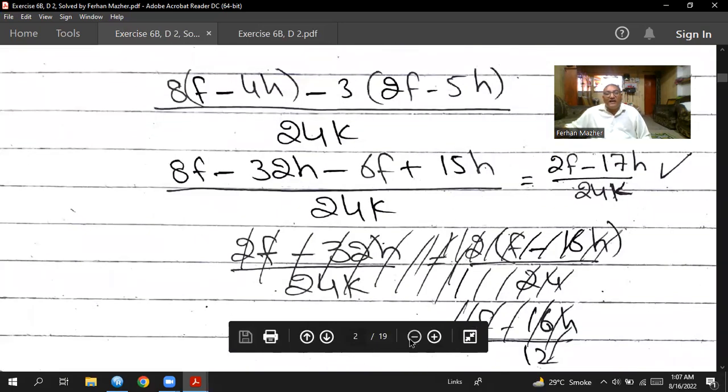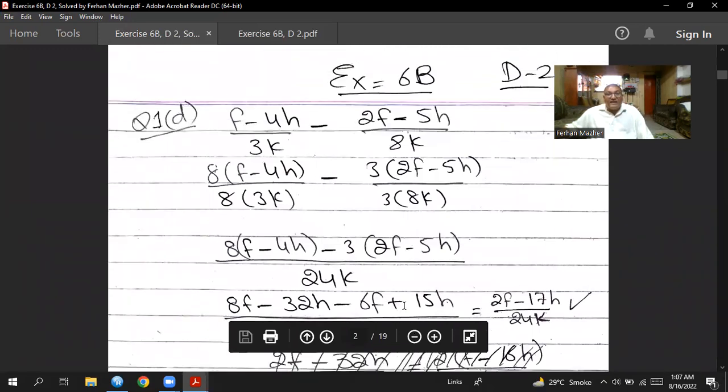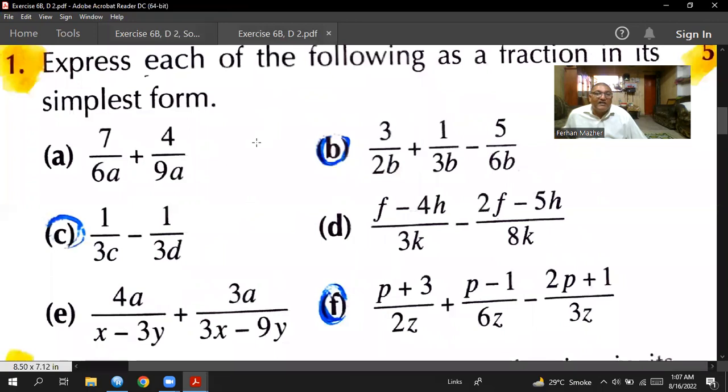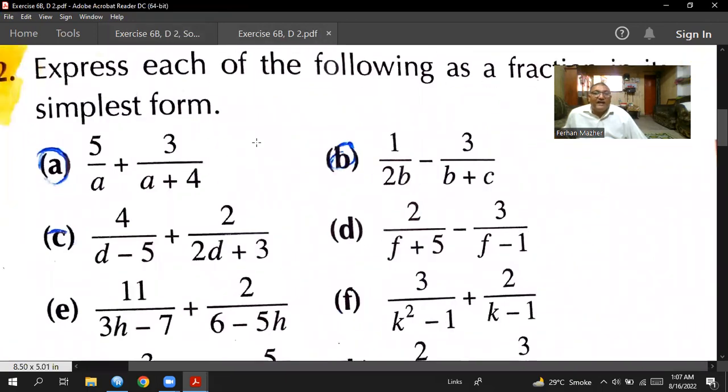So let me reduce the size so you can see the whole question together, and on your screen, I hope you can see this. The whole of the question is showing up on your screen, and this is how you will do this question. This is question number 1, D part. Okay, question number 1 and its E part is, and here we go.